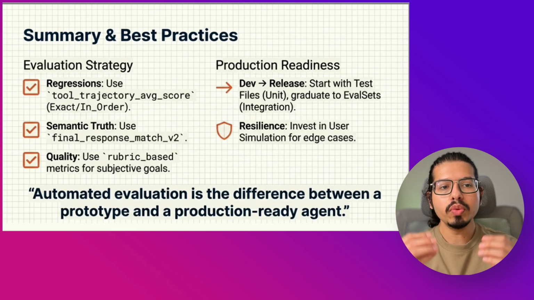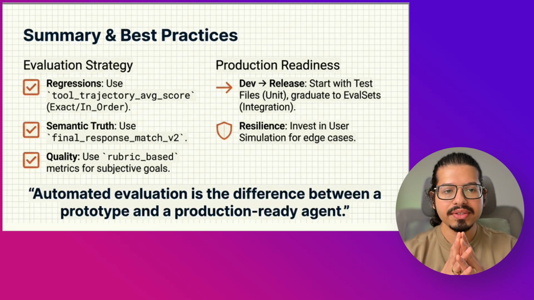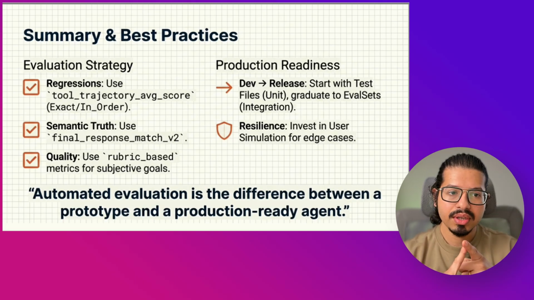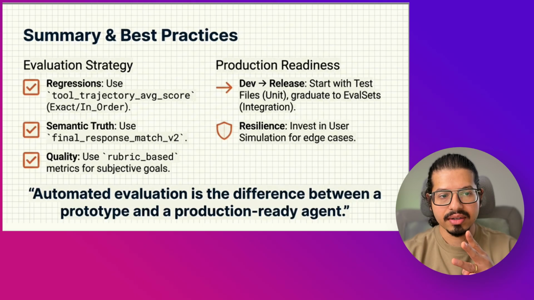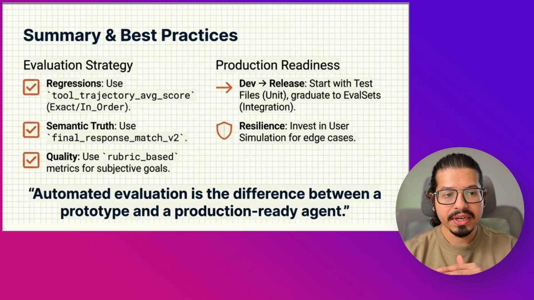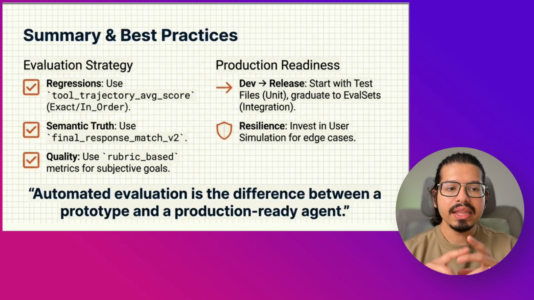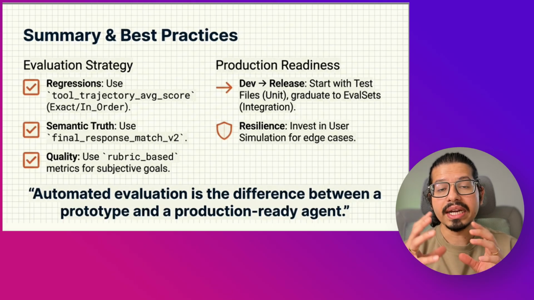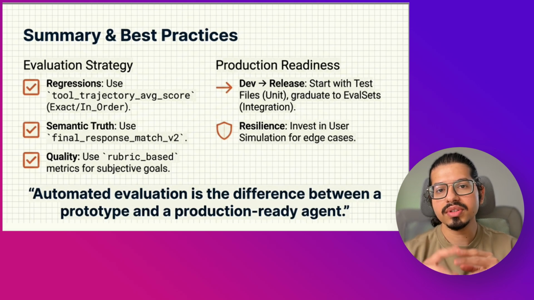In summary, to build production-ready agents, use trajectory metrics to prevent workflow regressions, use semantic matching to measure the true correctness, use rubric-based metrics for product quality standards. From a production readiness perspective, start with test files during development and then move to EvalSets for integration-level stability. And to increase resilience and for checking edge cases, use user simulation.